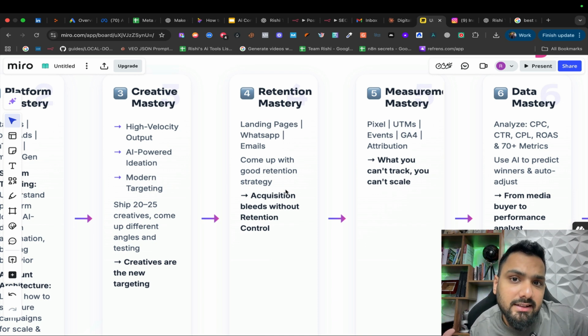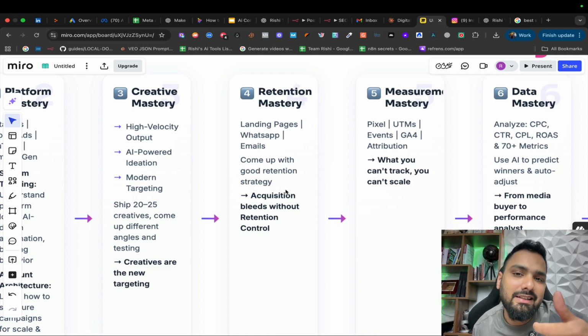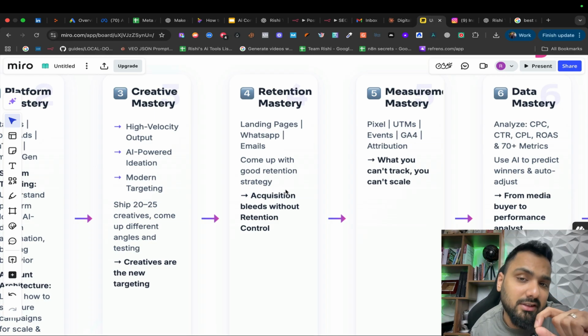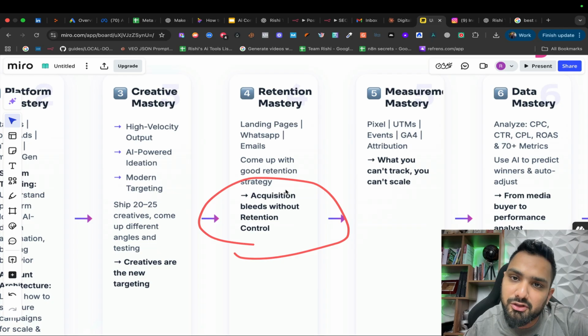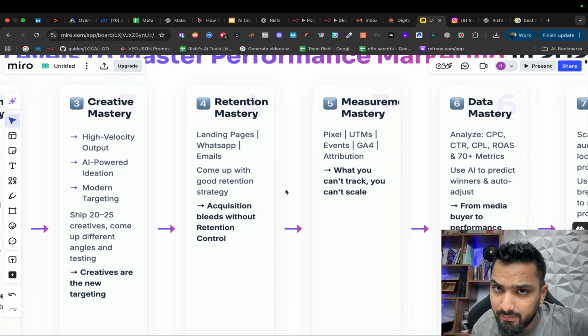Today anybody can run ads, right? Every third person is capable of running ads. But are they capable of increasing the performance of those ads and making more money? That is via retention, and there is a serious skills gap in the entire country with respect to this retention part. So yes, you need to understand that acquisition bleeds without retention control, and that's something you should master, which is the fourth level of mastery.